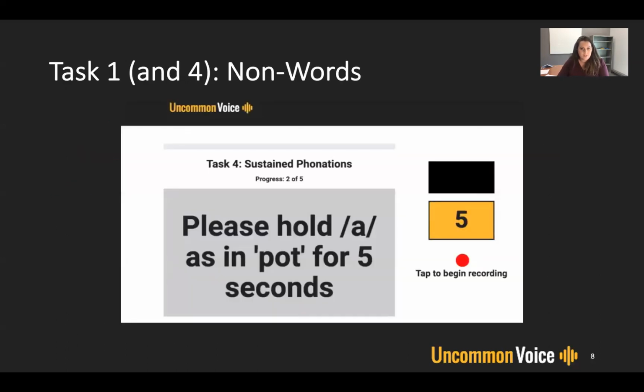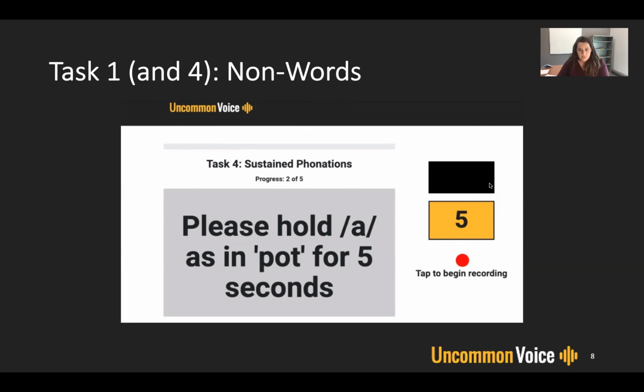You can see for task 1, well, it's both task 1 and 4, so that's why it says 4 here. These are sustained phonations. So the prompt would be something like, please hold "ah" as in pot for 5 seconds. We had this countdown clock over here that would start at 5, and then once you hit record, it would start counting down from 5 to 0, and then it would automatically stop recording.